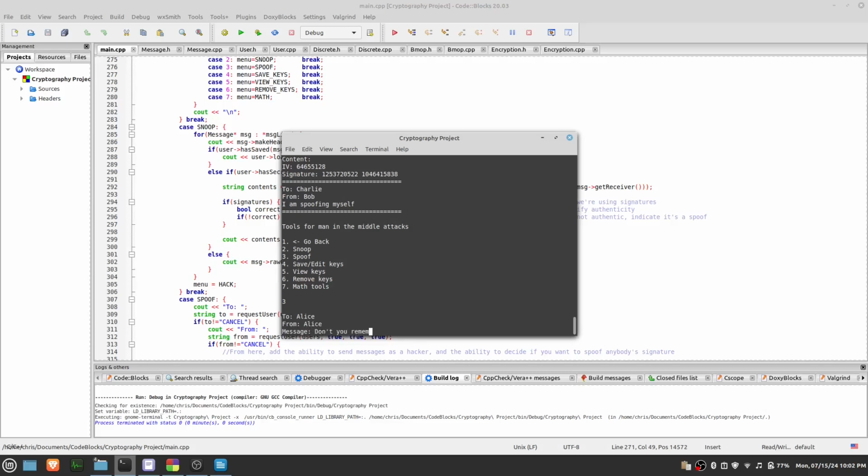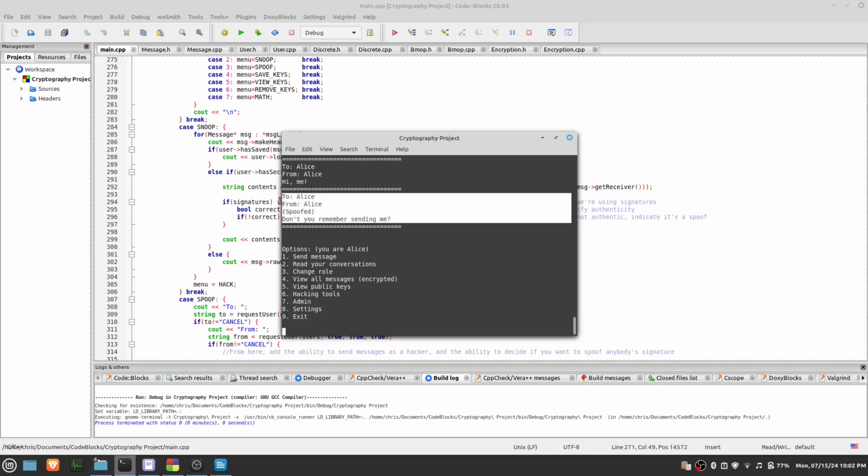What else we can do is spoof to Alice from Alice. Don't you remember sending me? And so we go back and we change role to be Alice. Oh, I got a new conversation from myself. Don't you remember sending me? Well, no, I don't, because you're spoofed. But what's funny is if we had Alice's private key, we could have sent it, and it's just like, maybe I did send that. I don't remember that though.